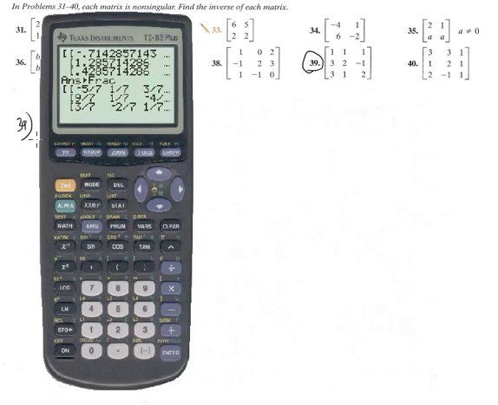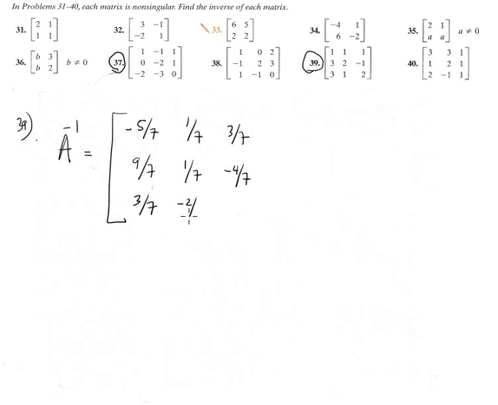The inverse matrix is 10. Negative 5 over 7, 1 over 7, 3 over 7, 9 over 7, 1 over 7, negative 4 over 7, 3 over 7, and negative 2 over 7, and 1 over 7.